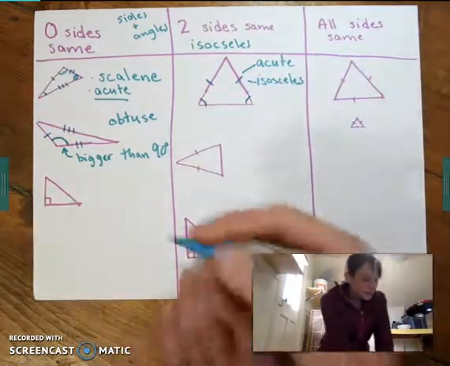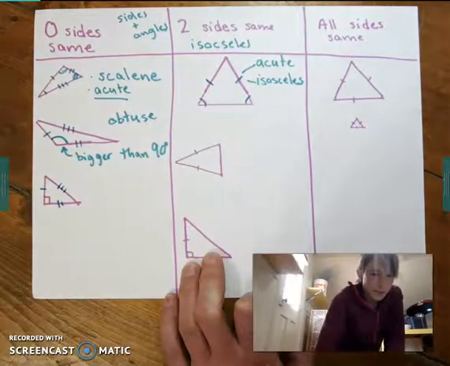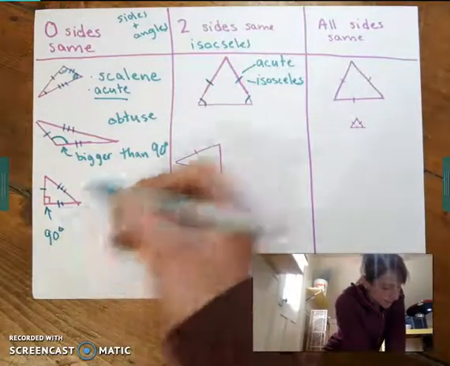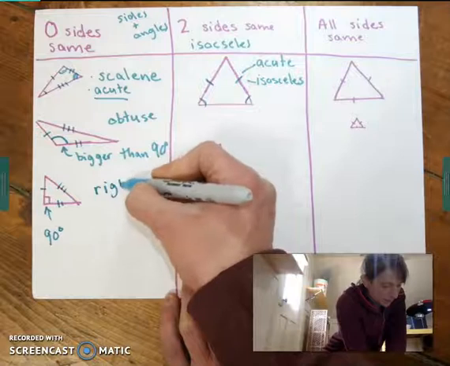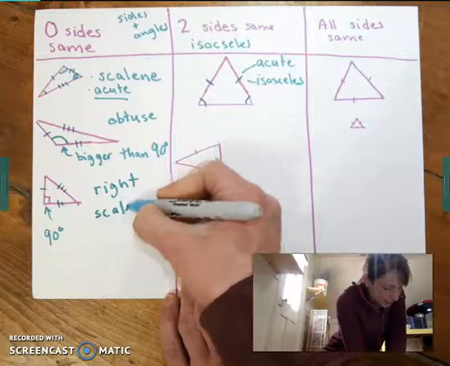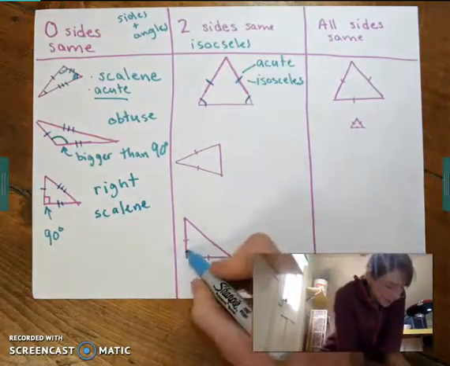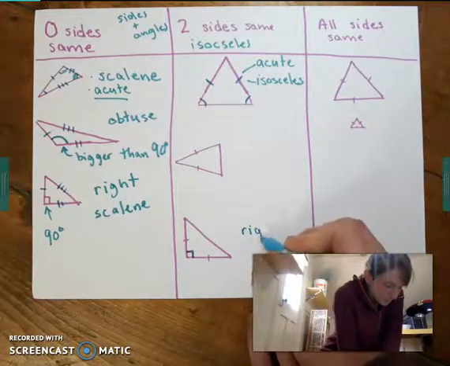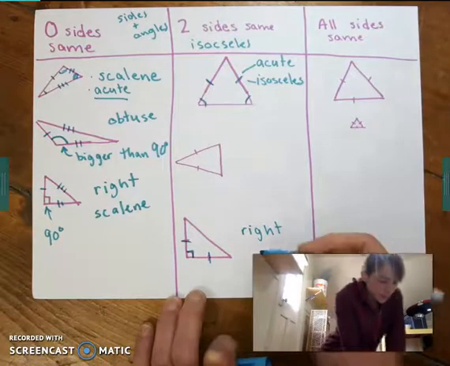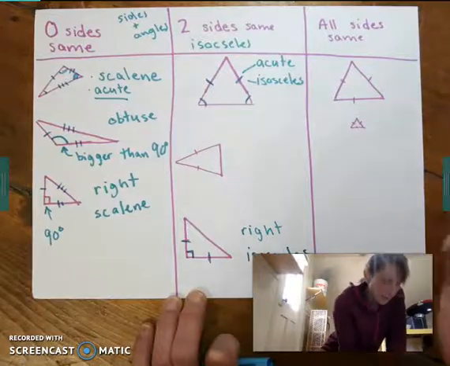Now this one is a scalene triangle because all the sides are different, but it's a special scalene triangle because this angle is 90 degrees. This would be called a right triangle, but it's still scalene because the sides are different. This one is also a right triangle, but because two of the sides are the same, it's a right triangle and it's isosceles. So this one also has two names.